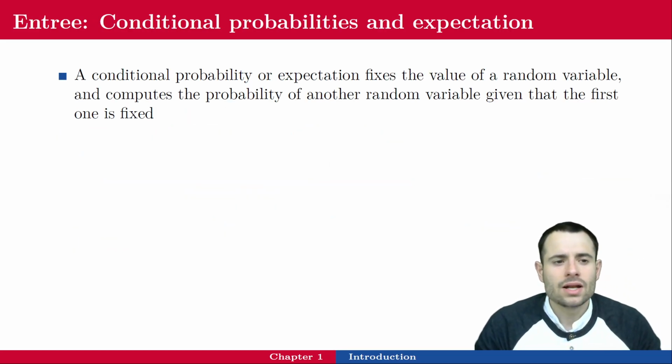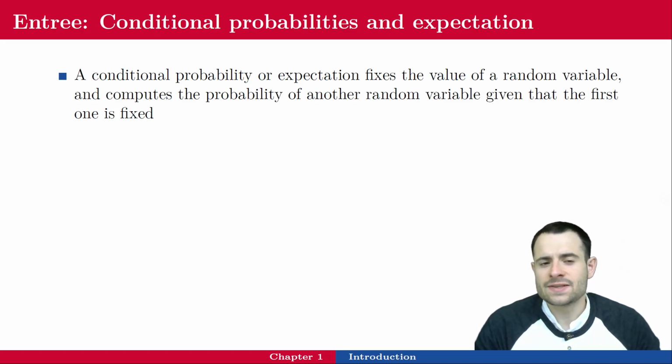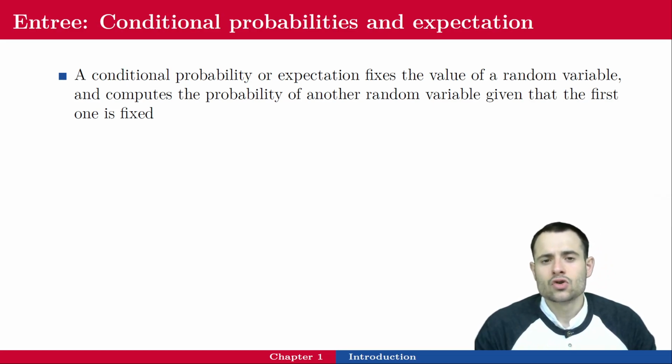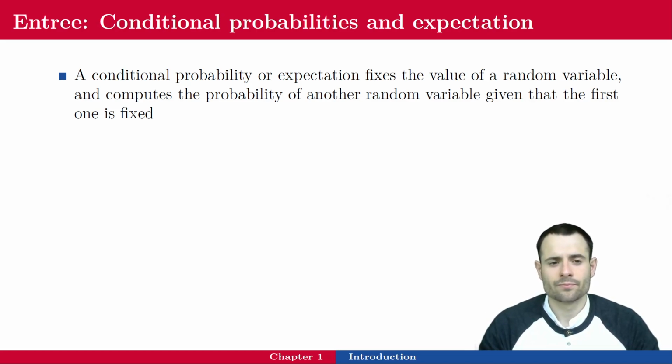Now, let's get into the entry. Let's talk about conditional probabilities and expectation. So the term conditional here is going to be very important. A conditional probability or expectation fixes the value of the random variable and computes the probability of another random variable given that the first one is fixed. So conditional probability should be interpreted as a probability with a condition. And the condition is that another random variable could be fixed, for instance.